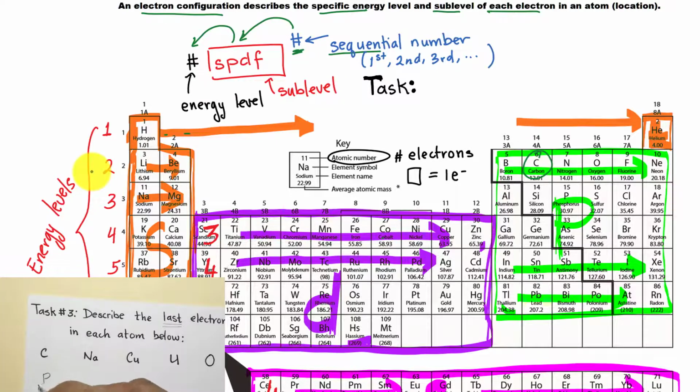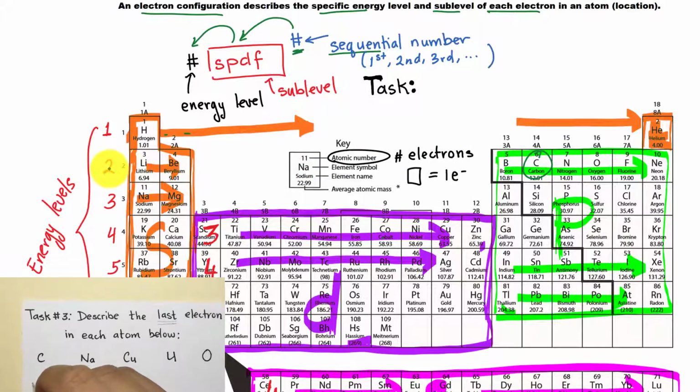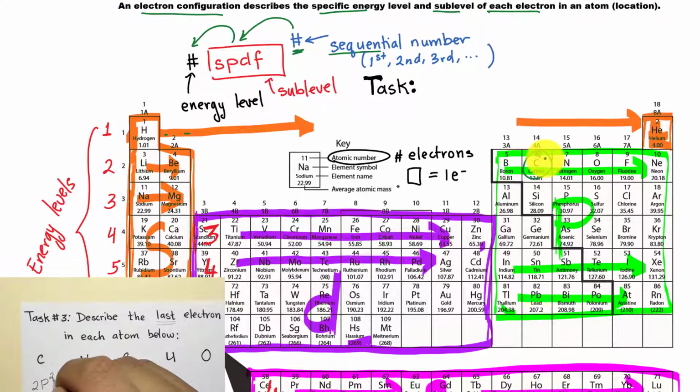To determine the period, we go back to carbon, go across, and determine what the period number is. In this case, it is period number 2, so that is energy level 2. And what is the sequential number in that specific sublevel? This is the first one, and that's the second one. So there you go, 2p2. This is the description of the last electron in carbon.